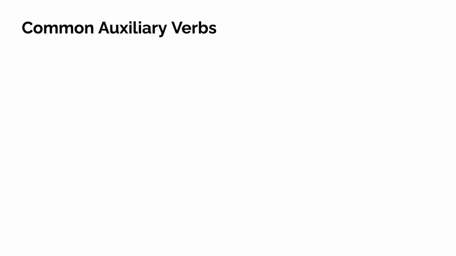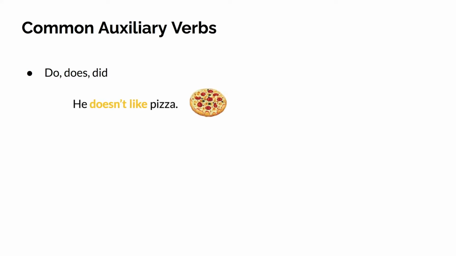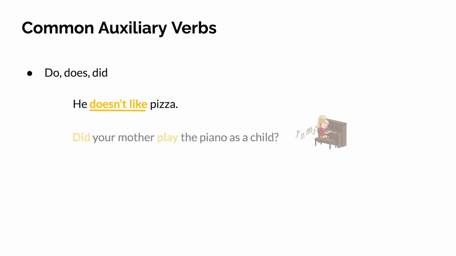Common auxiliary verbs: do, does, did. These are typically used in questions or negative statements. For example, he doesn't like pizza. Does not or doesn't is the auxiliary verb and like is the main verb. Another example is, did your mother play the piano as a child? Did is the auxiliary verb and play is the main verb.